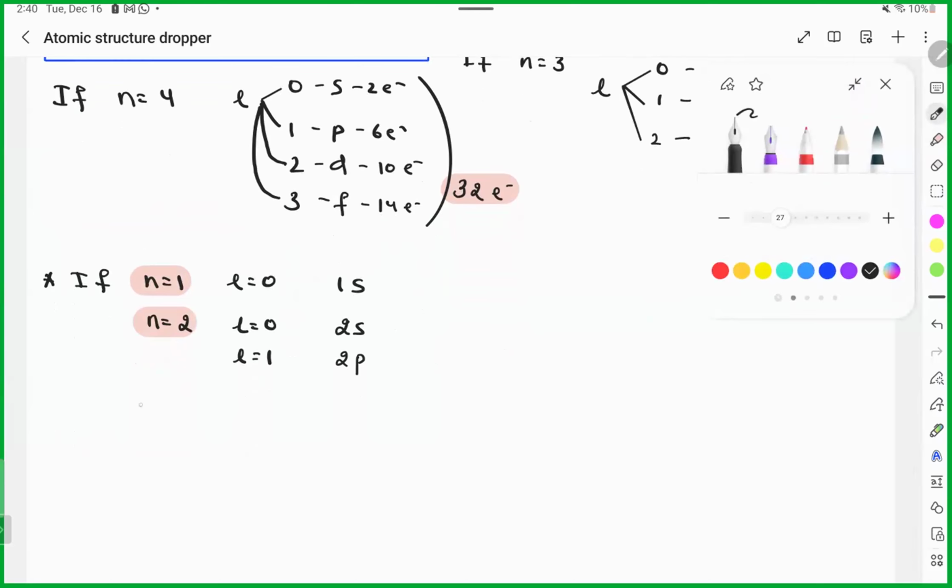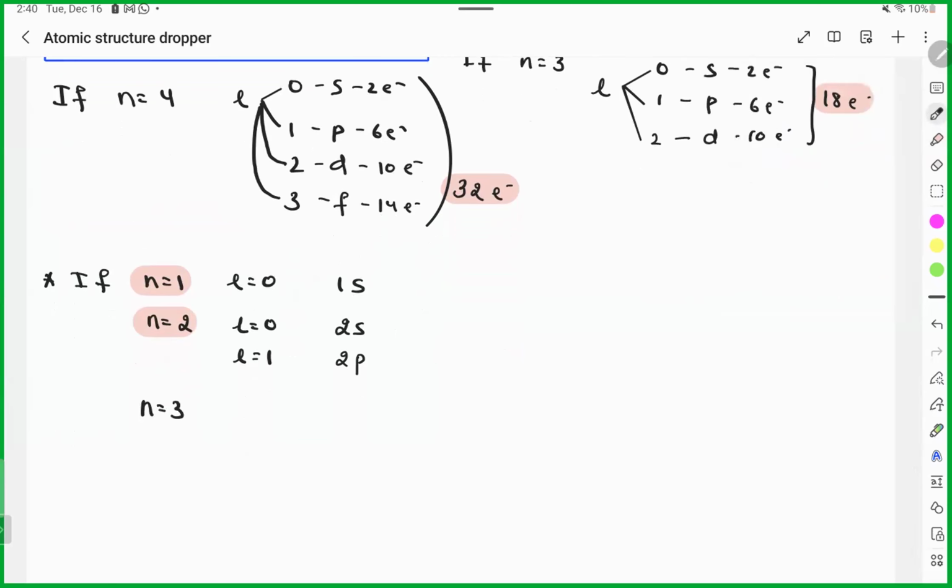Same thing. If you write n value 3, then you know these are the 3 possibilities. Pratigya, what will you write for L 0 in this case? Like this? L 2.